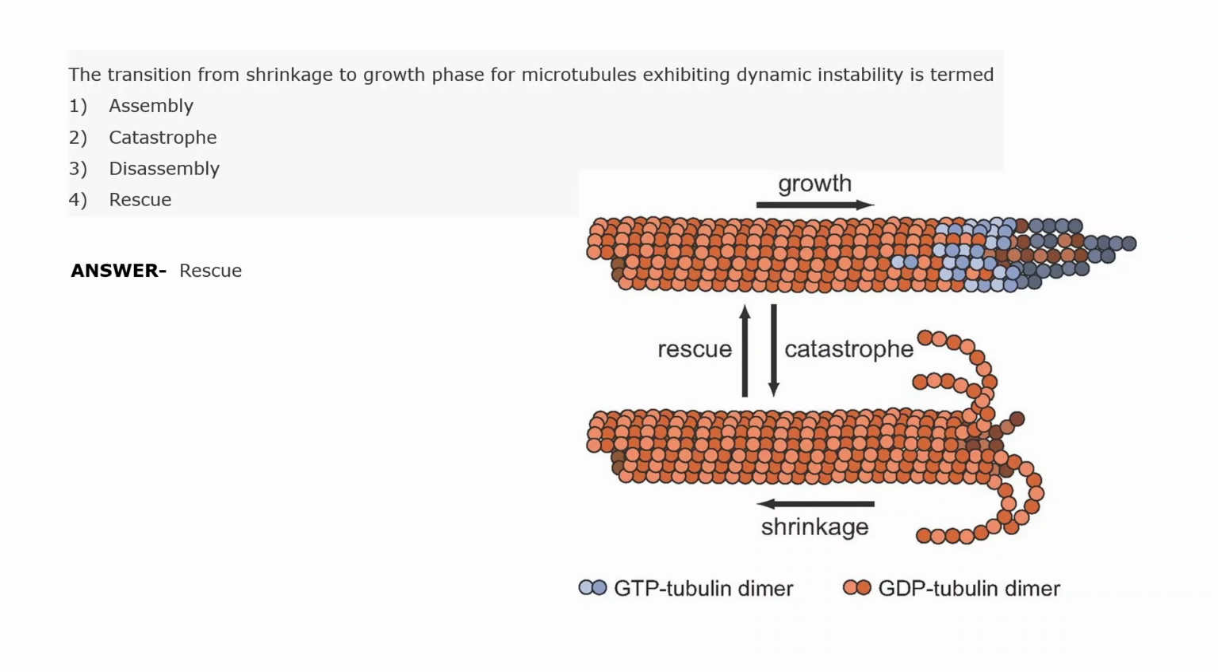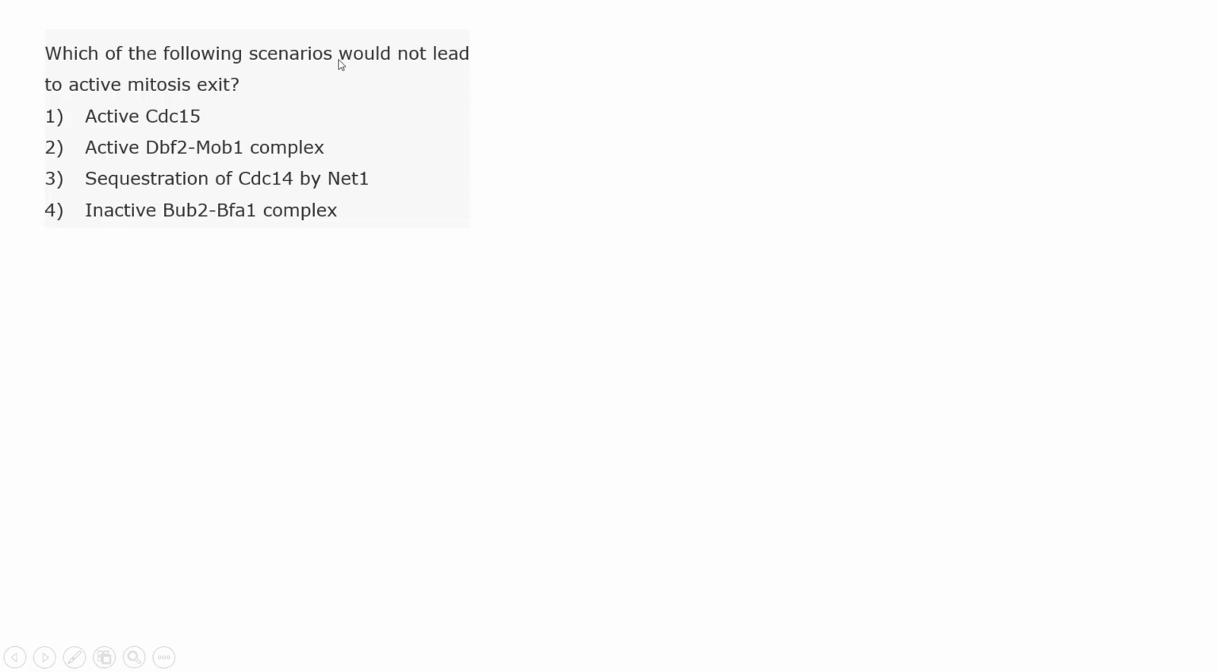Coming on to the next question: which of the following scenarios would not lead to an active mitosis exit? Active CDC5, active DBF2-MOB1 complex, sequestration of CDC14 by NET1, inactive BUB2-BFA1 complex? Which might be the answer? Which of the following scenarios would not lead to an active mitosis exit?